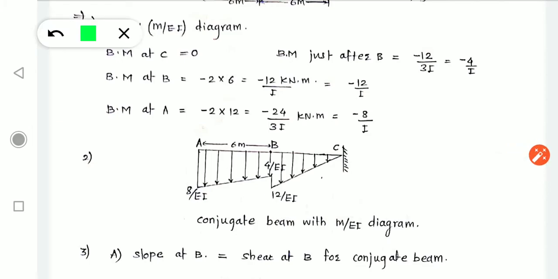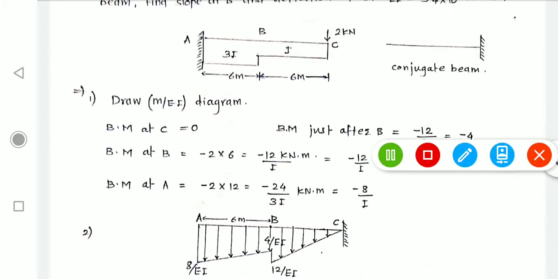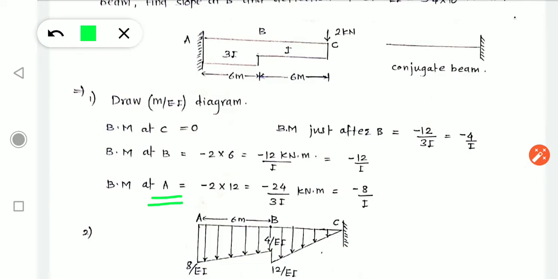Next is your bending moment at A. Okay, so again we need a diagram. The bending moment at A will be 2 into the total distance, so 2 into 12, and while crossing this we get to know the I is 3I. Therefore the bending moment will be minus 24 divided by 3EI, so it becomes minus 8 by EI.